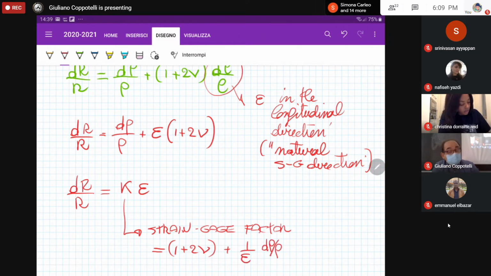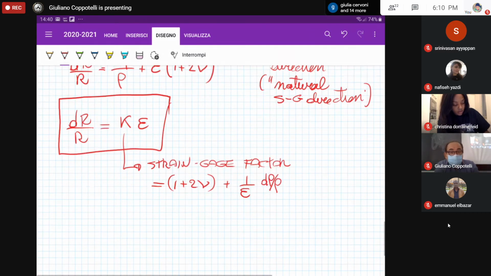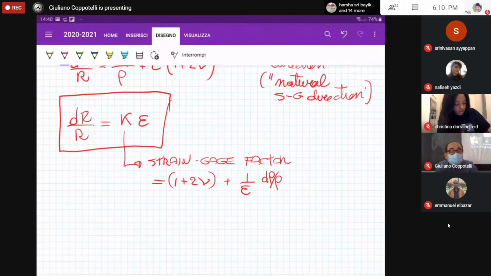Okay, and this relation is much more interesting from the measurement point of view, because we have something that directly links the input, the strain, and the corresponding output, the change of resistance per unit of resistance. Now the problem is here in K, the strain gauge factor. Can you see the problem? Do you have an idea why I'm not so happy about this final equation?